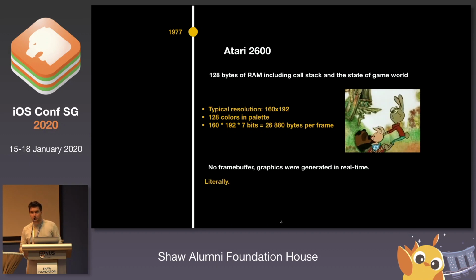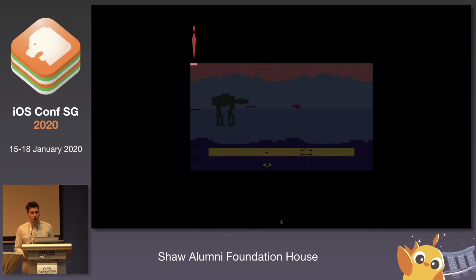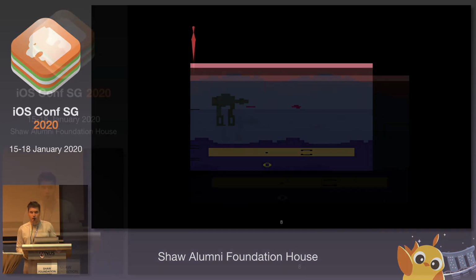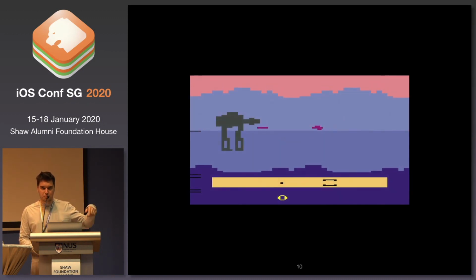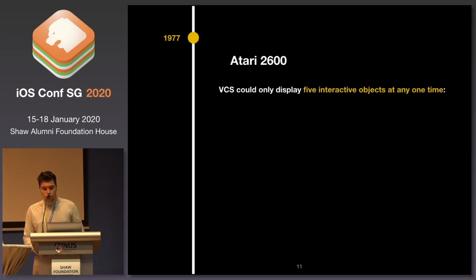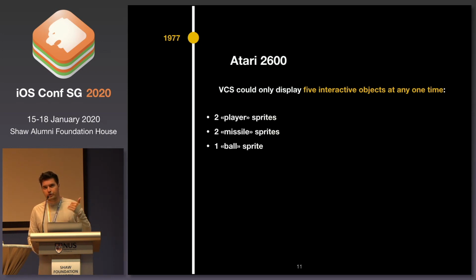So the graphics had to be generated in real time, literally. The TVs back then worked the same way. They were scanning the image with an electron beam, line by line. And once a portion of the image was scanned, it stayed on the TV until the electron beam went the round trip, got back, and redrew it. The problem was that the Atari 2600 could only display about 5 objects at one time. And that, of course, wasn't enough even for games in the 70s.